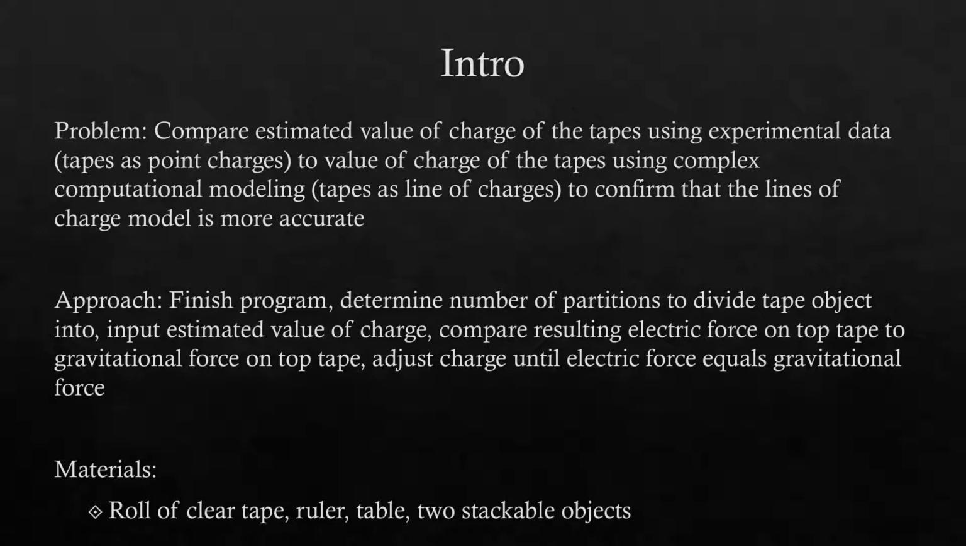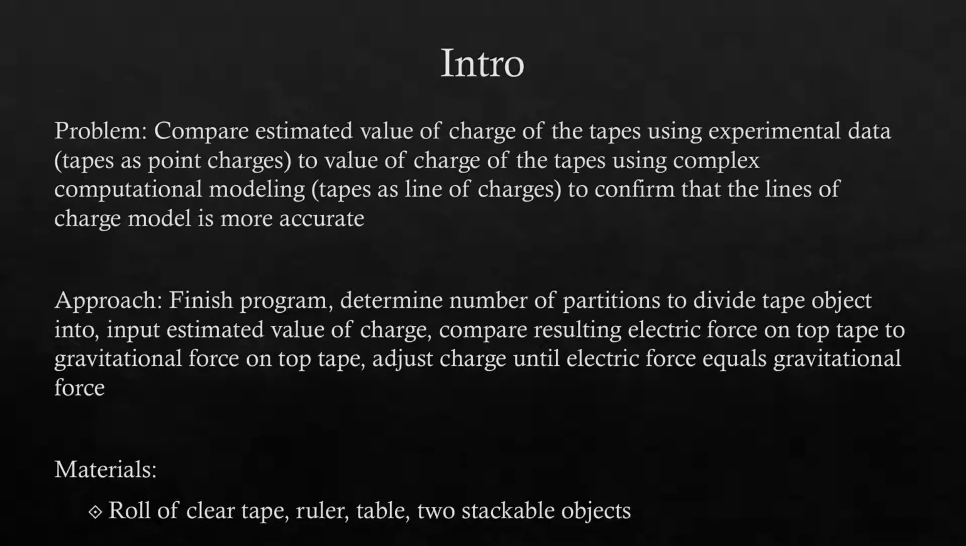So the approach I took was to first finish the program, then determine the number of partitions I would divide the tape object into, input the estimated value of charge, and then compare the resulting electric force on the top tape to the gravitational force on the top tape. Then I kept adjusting the charge until the electric force equaled the gravitational force. The materials used for this lab are a roll of clear tape, a ruler, a table, and two stackable objects.